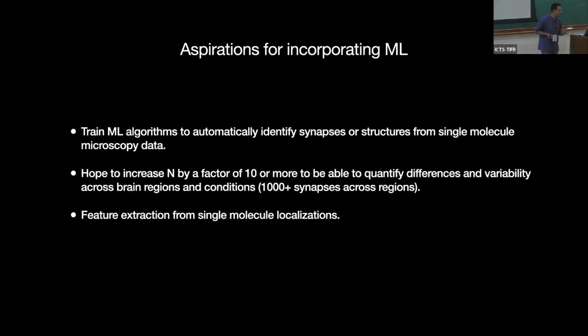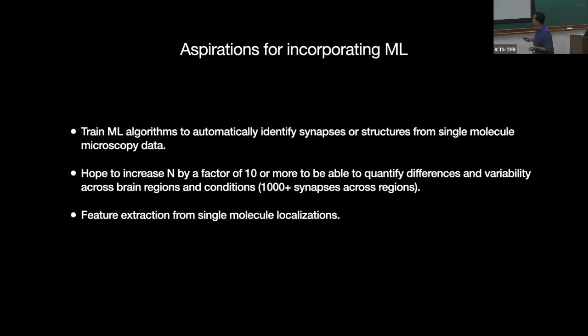But our aspiration here is, some of the data that I showed you, a lot of it requires manual curation. A student needs to look at these images, crop them out, and rotate them in 3D, reorient them such that we can get the XY coordinates, map them onto a grid, and then get further information out of these synapses. So we hope that we can train machine learning algorithms to automatically identify these structures from our single molecule microscopy data.